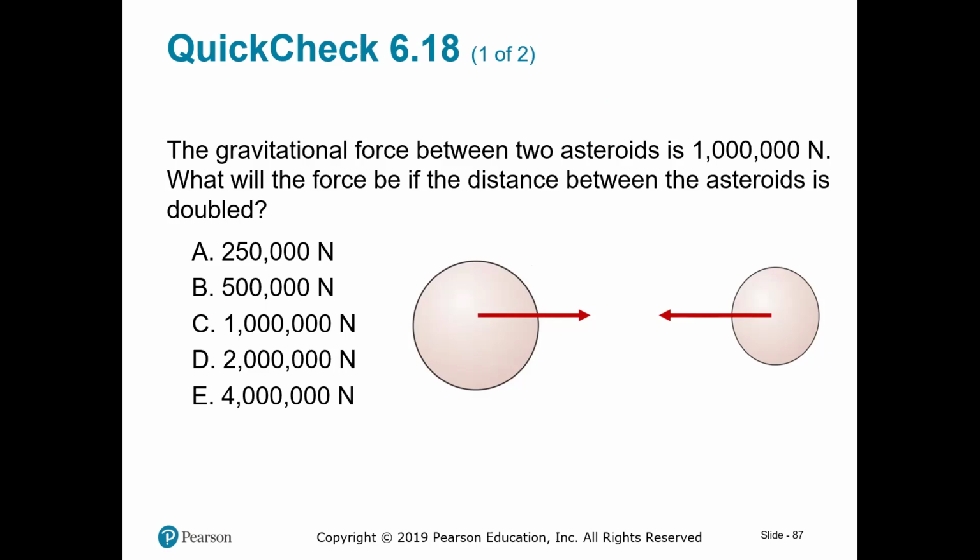And the gravitational force between two asteroids is about 100,000 Newtons. What would be the force if the distance between them is doubled? If the distance is doubled, then your force must be smaller. But how many times smaller? Again, your force is proportional to 1 over r squared. If you increase the distance 2 times, the force is going to be 4 times smaller. So the answer is A, right?